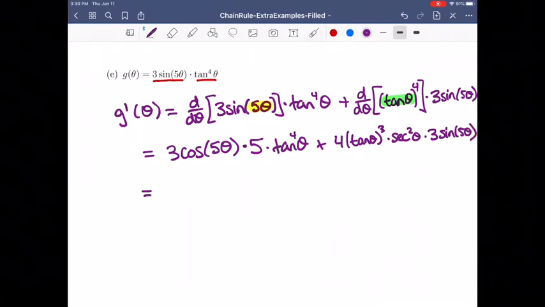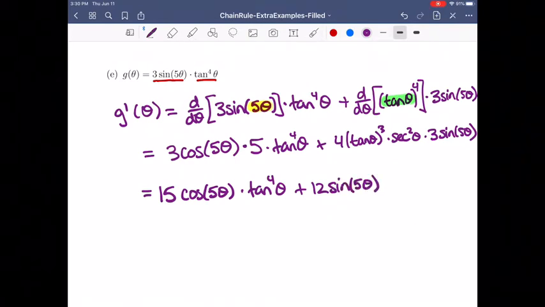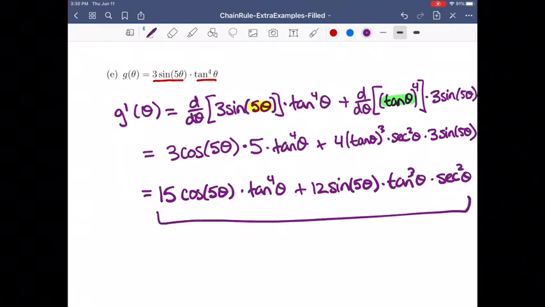Okay, let's just clean this up a little bit. So I'm going to have 15, when I put the numbers together, cos of 5 theta times tan to the power 4 theta, plus here I'm going to have a 12, and I'm going to have sine of 5 theta times tan cubed of theta times secant squared theta. There's not very much, this is fine. I'm going to leave it like that.